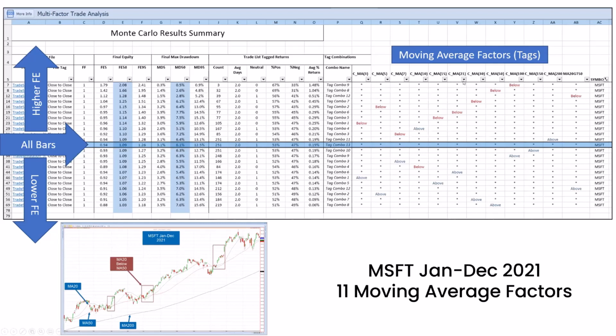And now, if you look at the aboves and the belows, most of the tags that give you a higher final equity are when the close price was below a certain moving average. That's January to December. The only slight difference here is the 10-period moving average, where it was better to be in the bars where the close was above the 10-period moving average.